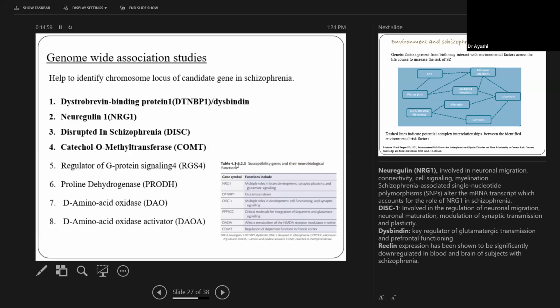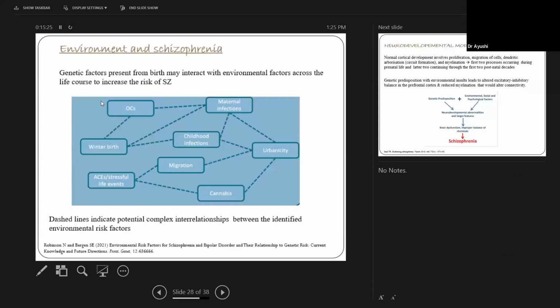These genes were identified: dysbindin (dystrobrevin binding protein 1), neuroligin 1, disrupted in schizophrenia gene, catechol-O-methyltransferase gene, regulator of G protein signaling 4, proline dehydrogenase, D-amino acid oxidase, and D-amino acid oxidase activator. Most of these genes are involved in either myelination, neurogenesis, or in the synthesis of neurotransmitters.